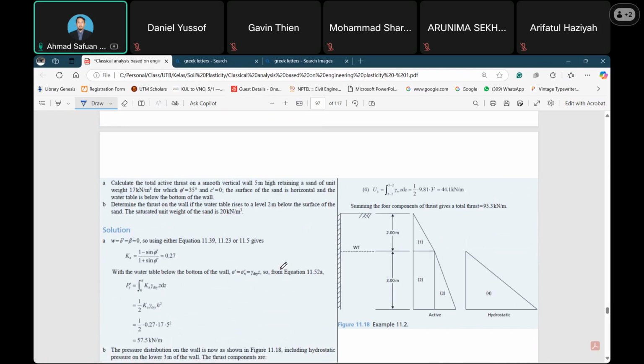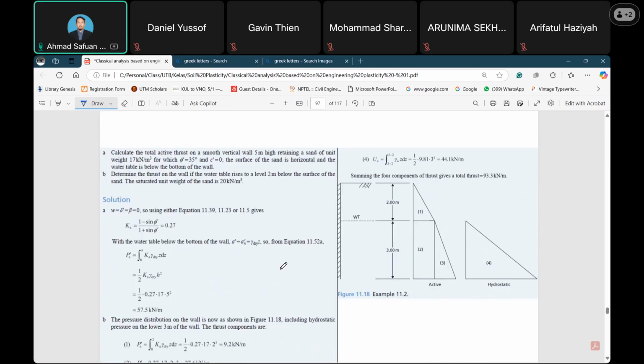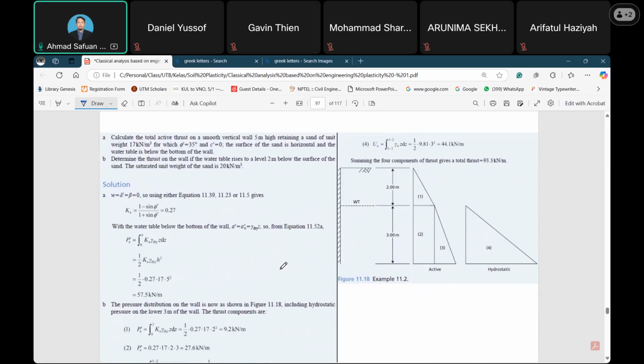Okay, let's look at this example. This will be our last example. Calculate the total active thrust on a smooth vertical wall, 5 meter height, retaining a sand of unit weight 11 kilonewton per meter cubed, for which phi is equal to 35 and c is equal to 0. The surface of the sand is horizontal and the water table is below the bottom of the wall. So that is A.